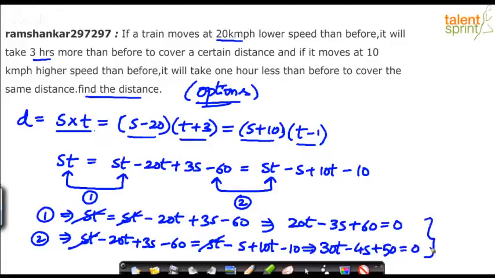So what happens when you solve these two equations? You will get the values of s and t. Whatever s and t you get, multiply them to find out the distance, right? You know that distance is equal to s into t. That's it. So you can do this as well.